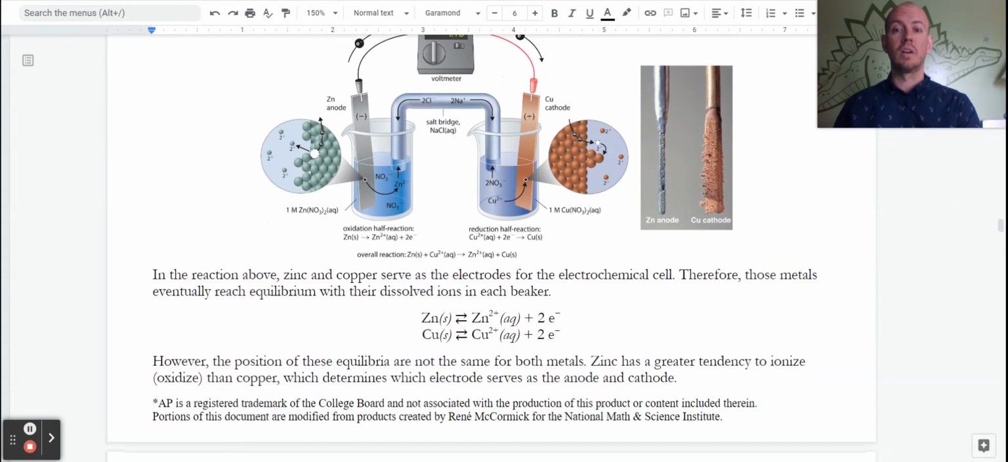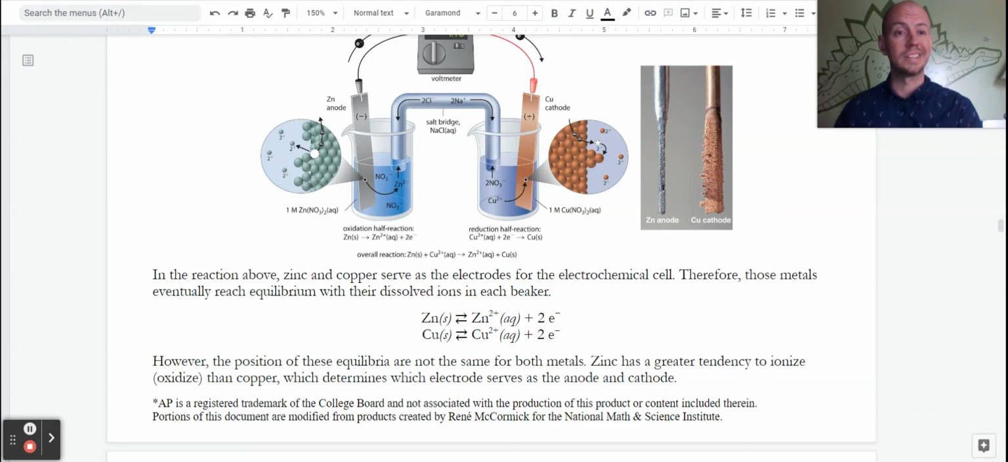In this one right here, we have a zinc anode and a copper cathode. They're the electrodes for the cell, and those metals eventually will get into an equilibrium with the zinc metal and zinc ions in solution, or copper metal and copper ions in solution. Both of them, through a reduction process, would lose 2 electrons. But the equilibrium position or the likelihood that they will be reduced isn't the same.